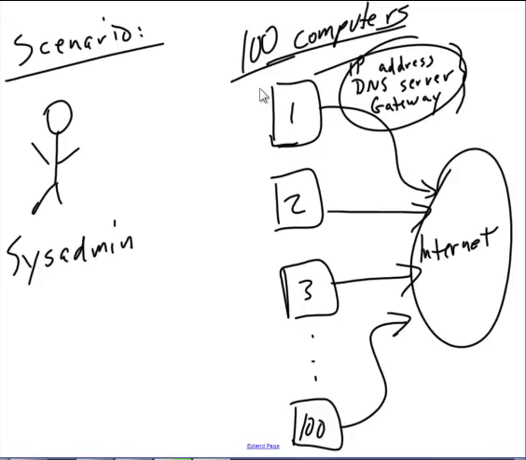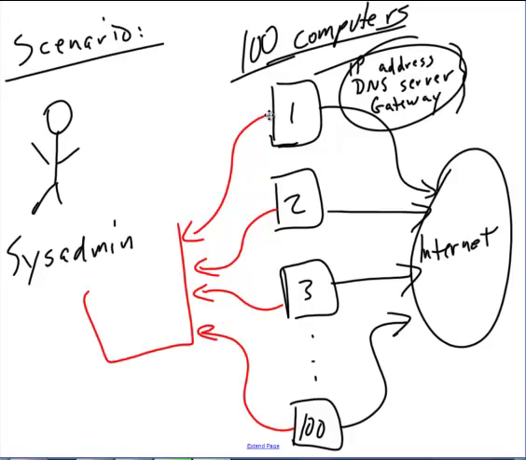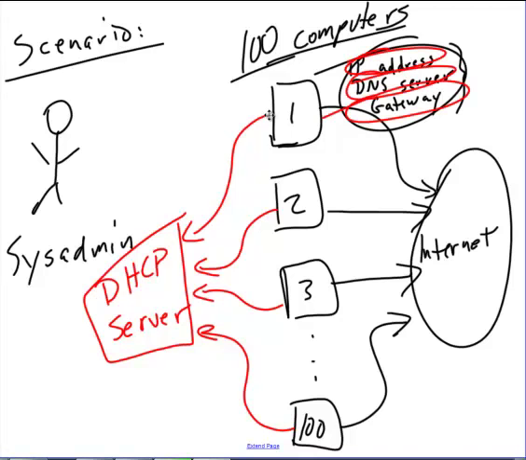So enter the concept of DHCP. DHCP says that all these machines can request their configuration information from a DHCP server. In fact, the minute you plug your computer into the network and turn it on, it gets its IP address, DNS server, and gateway information, all from the DHCP server.